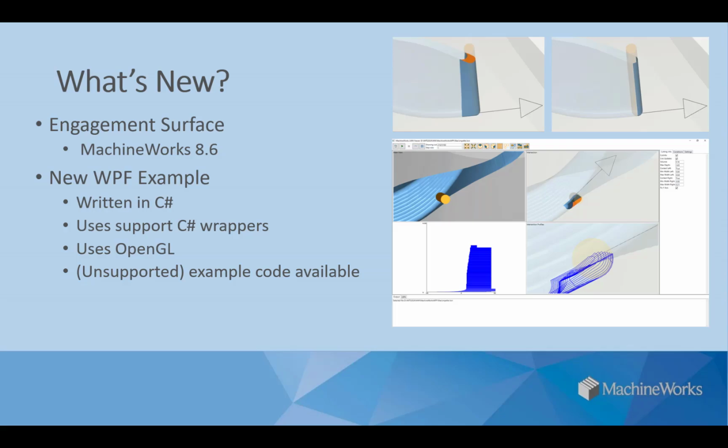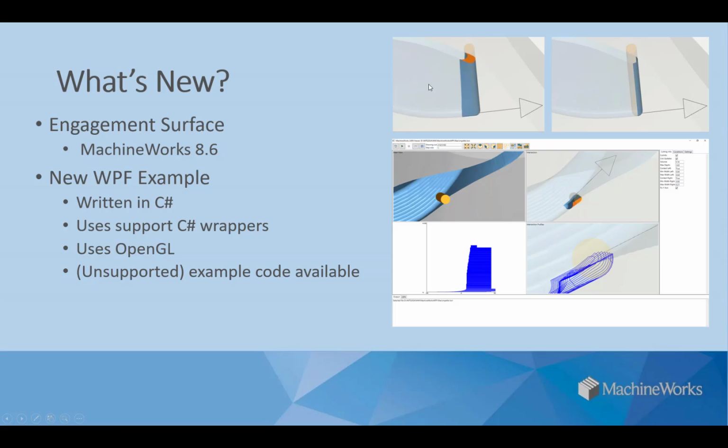But our customers generally take that and then they analyze it, and in a lot of cases they're mostly interested in the leading surface of the tool, so what the tool is doing at the end of the cut and how it engaged with the stock at the end. So there's now a new API called engagement surface that basically computes that for you.